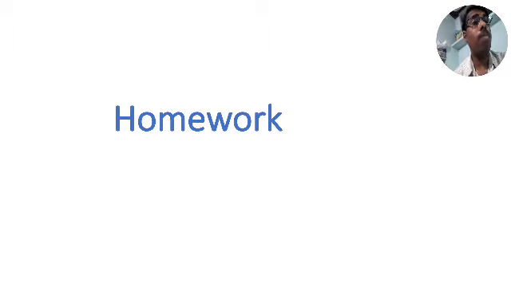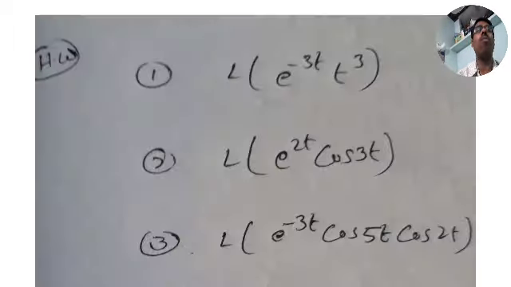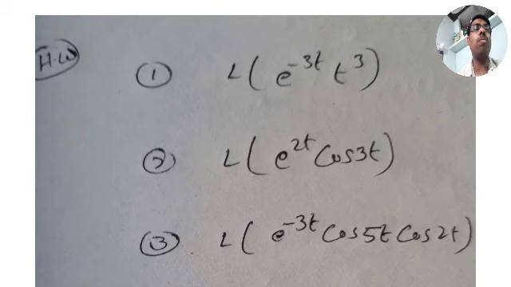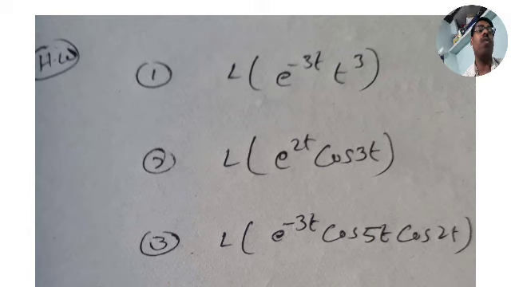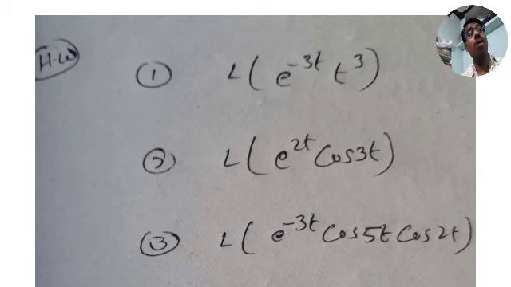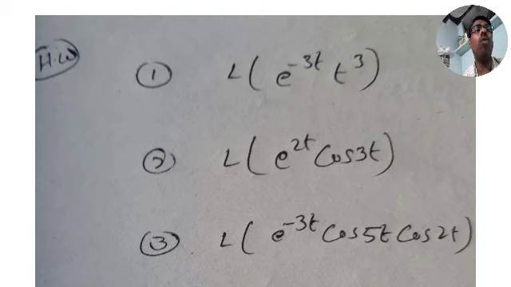After reading and practicing, go for these homework problems. So these are the homework problems. First one, L of e power of minus 3t into t cube. So we are using the L of t power n formula. In the second problem, L of e power of 2t into cos 3t. We are using the L of cos at formula. Third, L of e power of minus 3t into cos 5t into cos 2t, using 2 cos a cos b equals cos a plus b plus cos a minus b. So solve, practice all 10 problems and then try to do the homework.